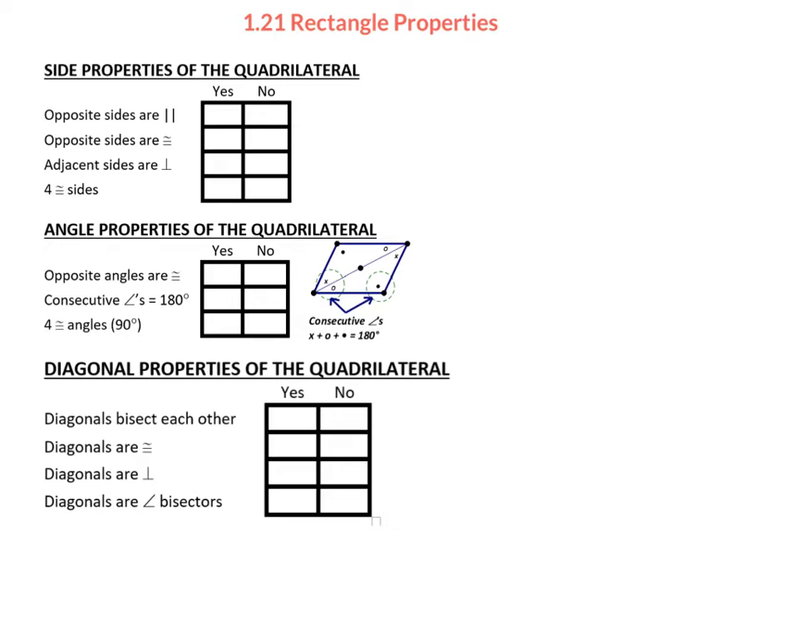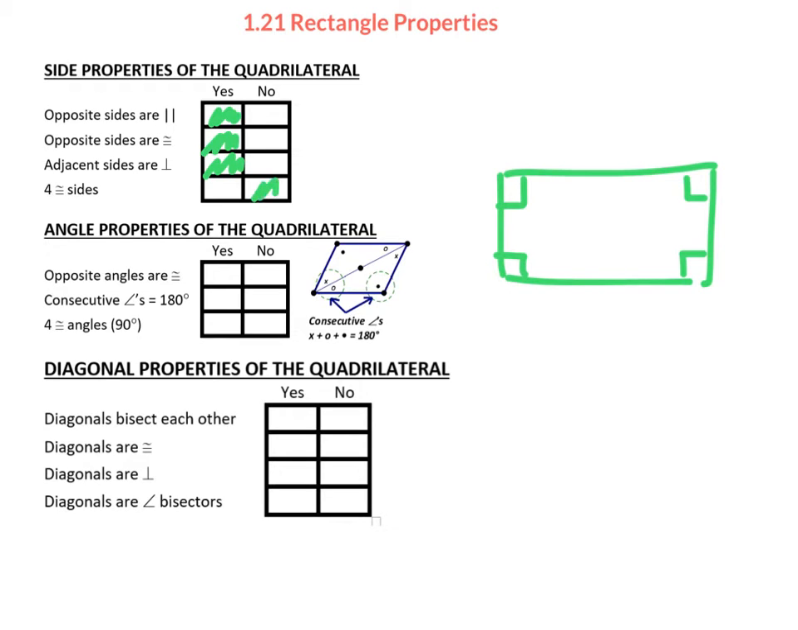So let's identify what we know about this guy, the rectangle. It is a type of parallelogram. So yes, the opposite sides are parallel and the opposite sides are congruent. Adjacent sides are perpendicular, right? That's what it means, right? Four right angles. That is true that the adjacent sides are perpendicular. It does not have four equal sides though, so that's a no. Opposite angles are equal. Consecutive add up to 180. They do, don't they? This guy right here and this guy add to 180 and so on.